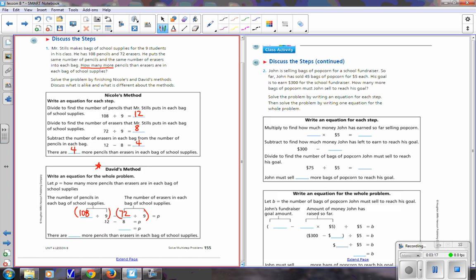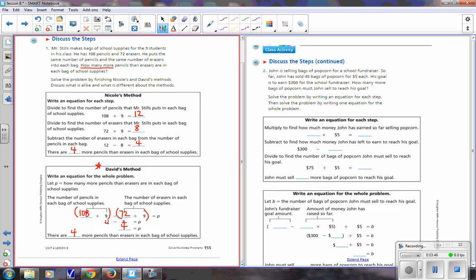108 divided by 9 is 12. 72 divided by 9 is 8. P equals 4. There are 4 more pencils. The only difference between Nicole and David is that David wrote one whole equation with a variable. Nicole did 3 separate equations, one for each step of the problem.